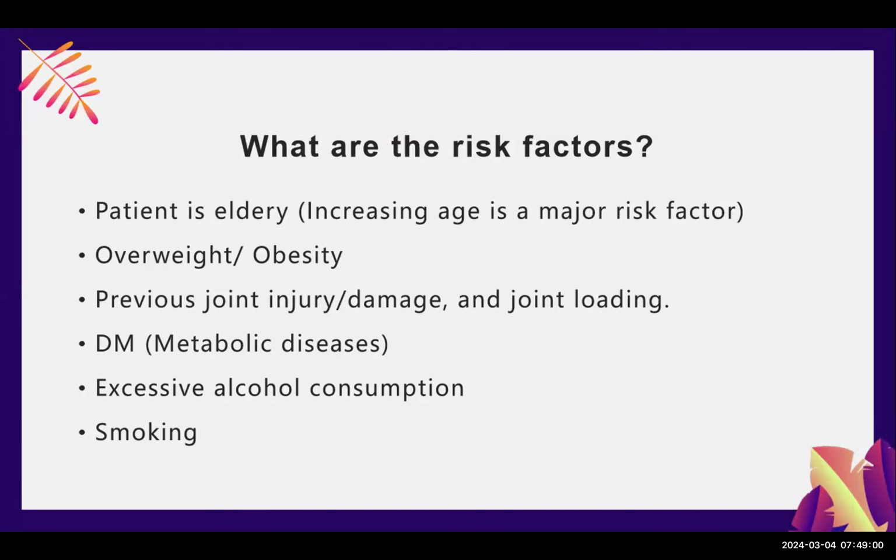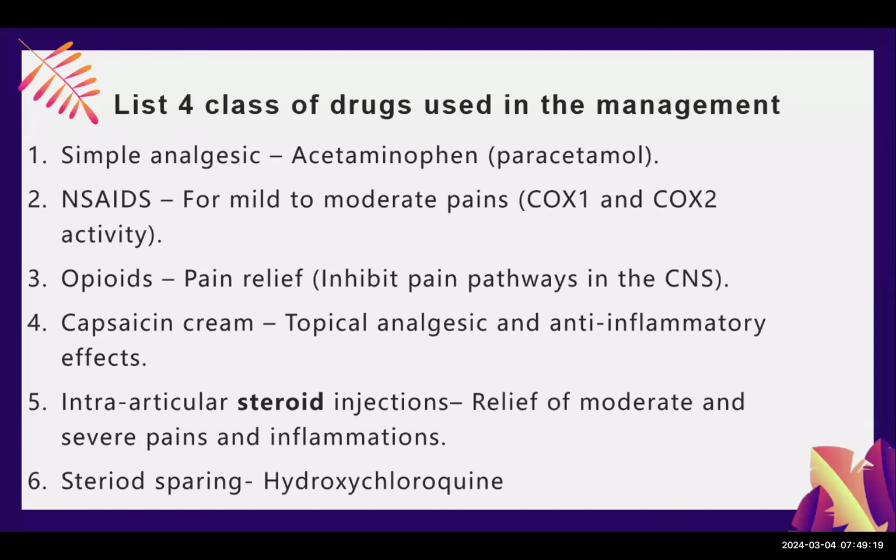Patient is elderly. Patient is overweight, triple obese. The weight was about 97 kg. Patient was a known footballer, so of course the knee has been bearing load, and then he had a previous joint injury, strain damage. Patient is a known diabetic. There's a history of excessive alcohol consumption, and then the patient smokes.